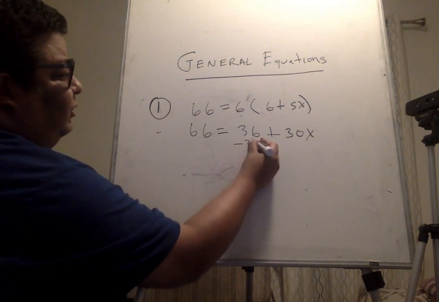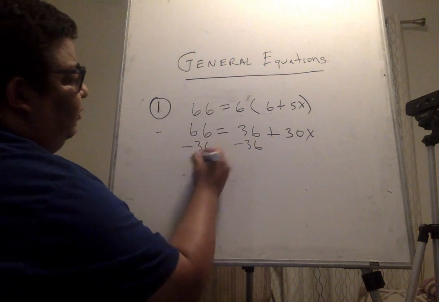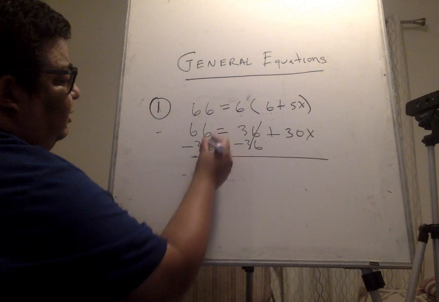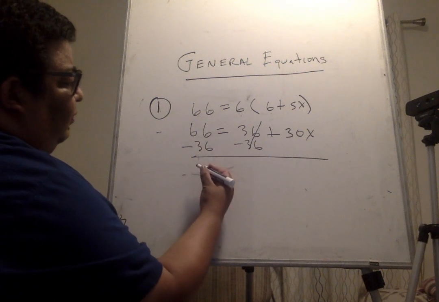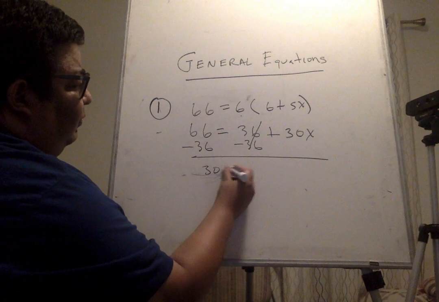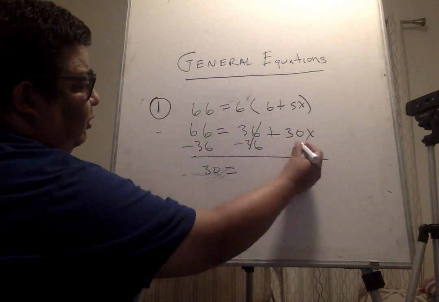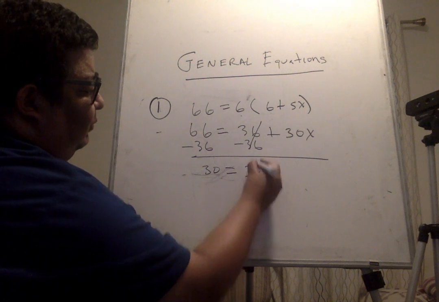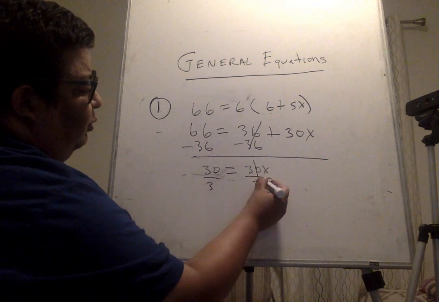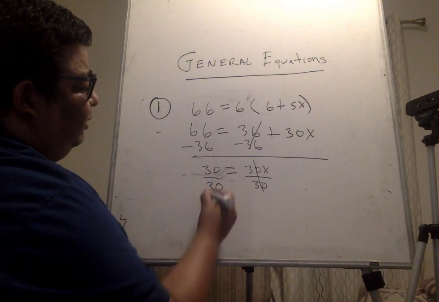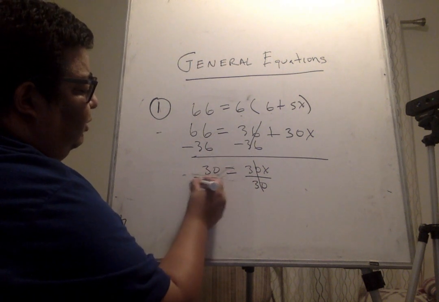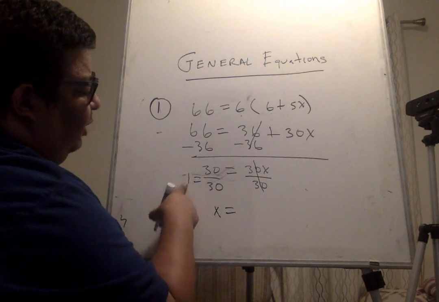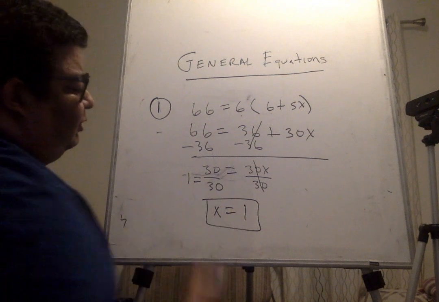Then we subtract 36 from both sides, negative 36 minus 36. So this cancels, and what's left is 66 minus 36. That would be 30 equals 30x, all that is left on the right side, so we'll divide by 30. Whatever we do to one side, we do to the other, so we have to divide by 30 here. 30 over 30 is equal to 1. So we're left with x on the right side, so x equals 1. That's our first answer, x equals 1.